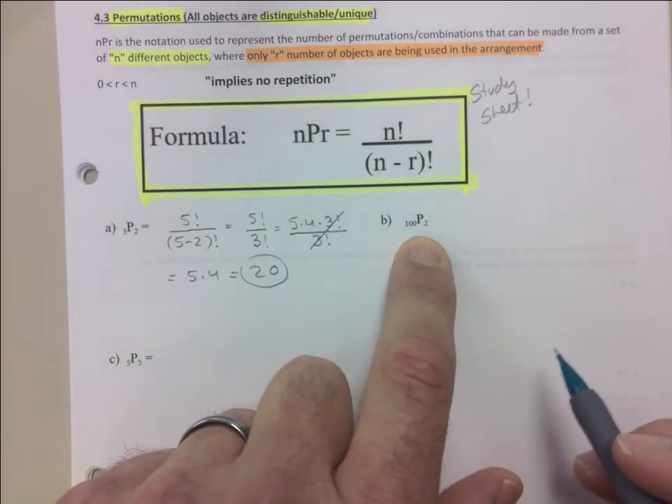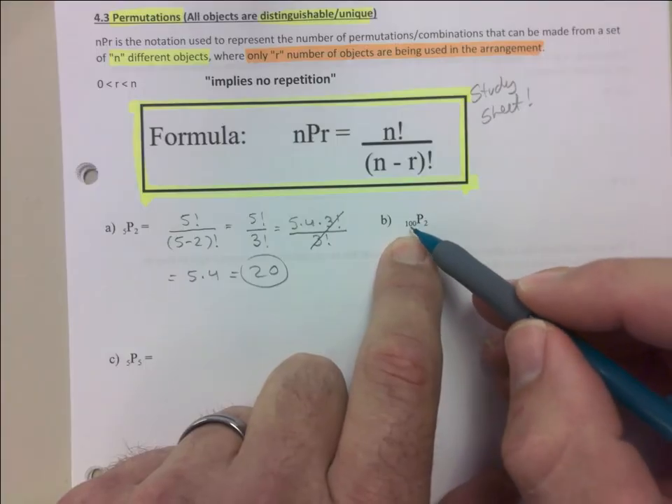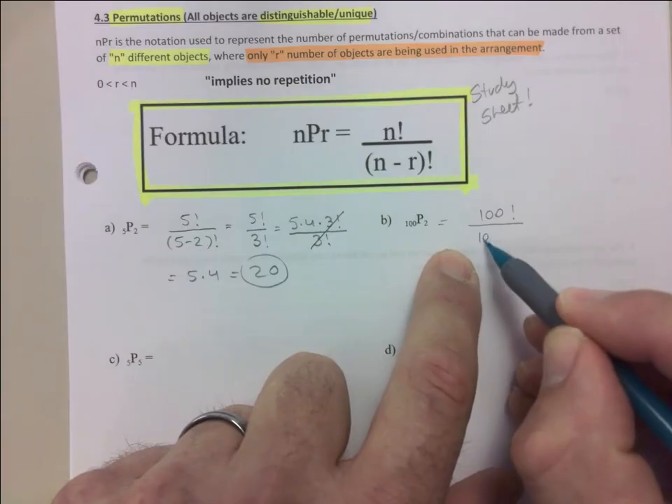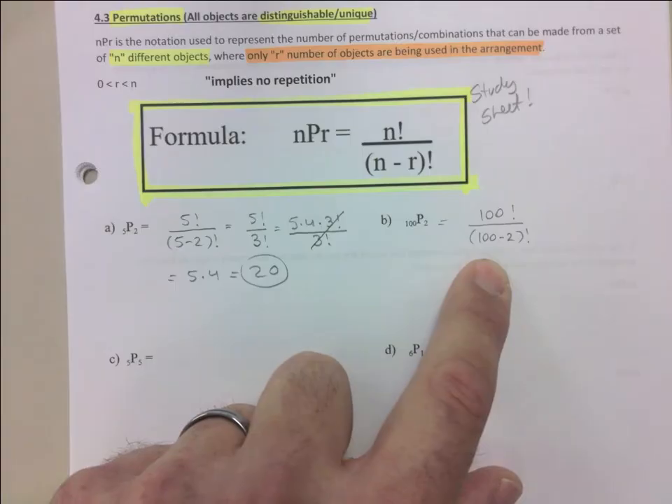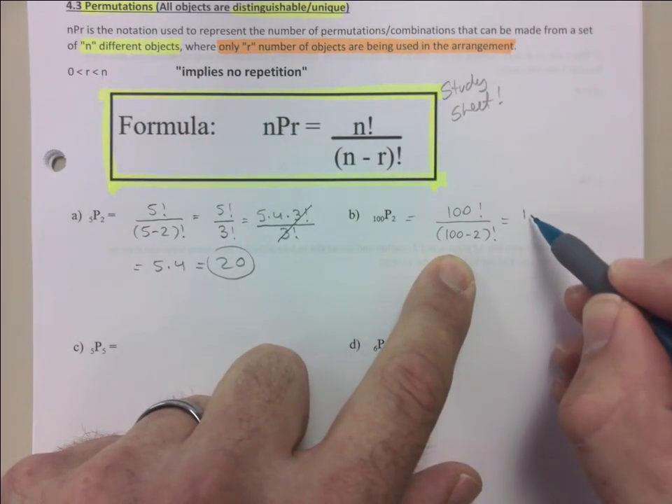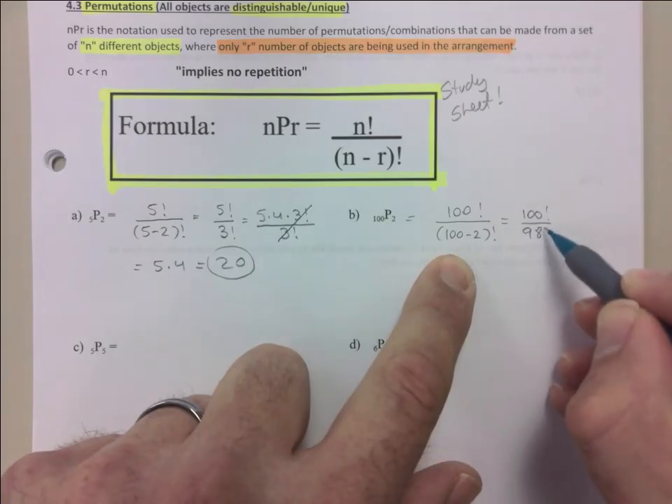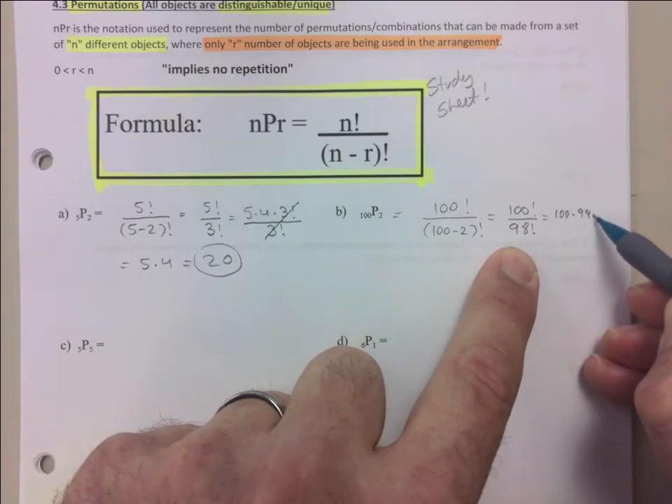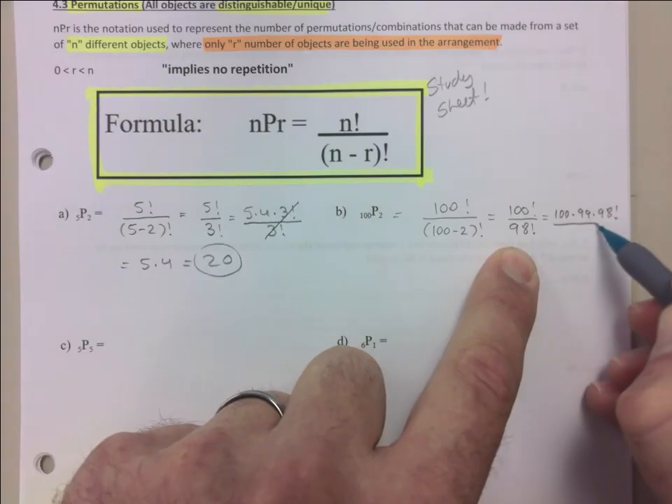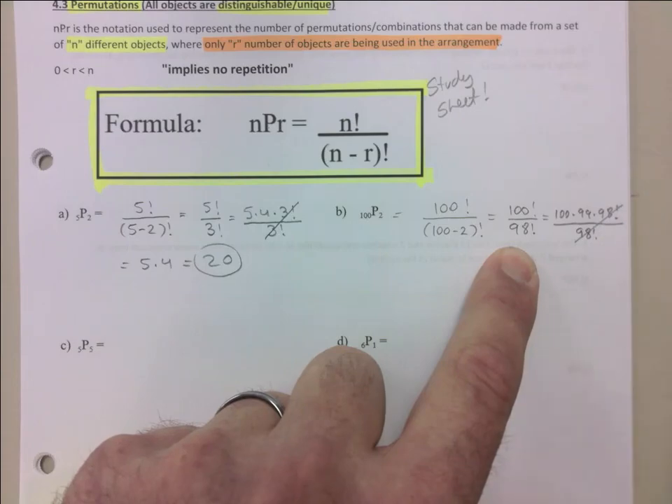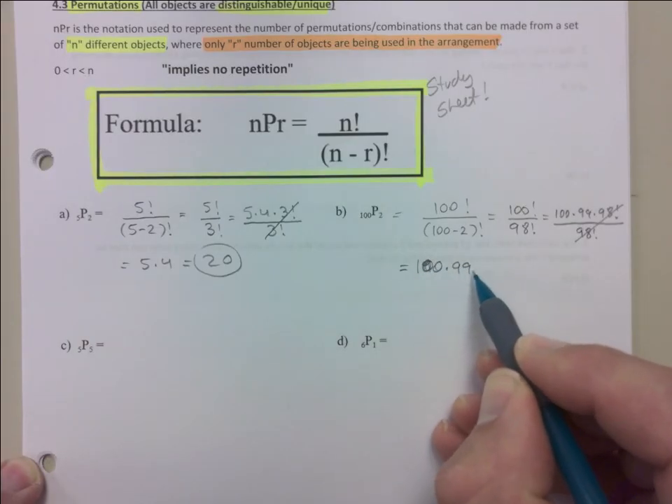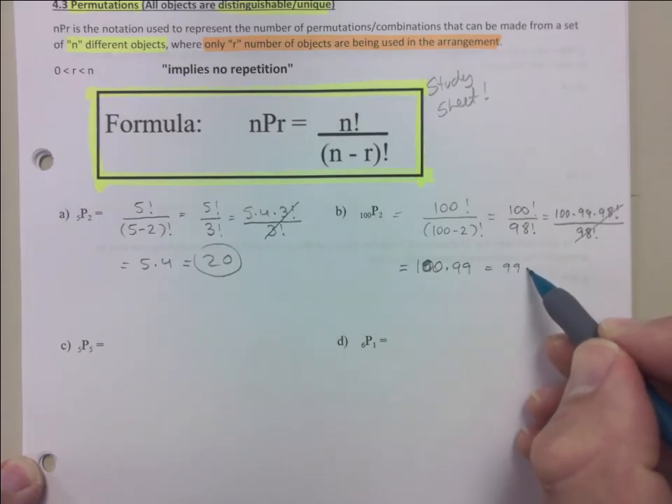What about 100 pick 2? Sometimes we use pick as well for a permutation, 100P2. That'd be 100 factorial at the top, and then 100 minus 2 factorial in the denominator. So that is 100 factorial over 98 factorial. We have to break this down. It'd be 100 times 99 times 98 factorial, and in the denominator you have 98 factorial as well, so we get to cancel those out. This ends up being 100 times 99, which is 9,900.